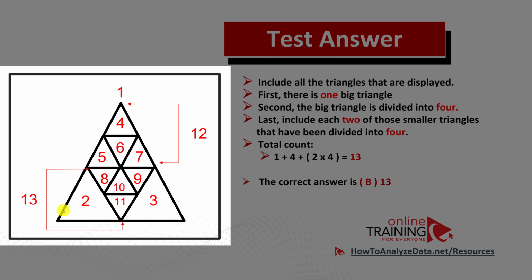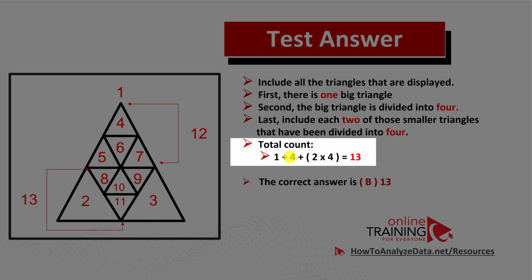First, we include the largest outside triangle. Second, we include smaller triangles. Because the large triangle was divided into 4, we include smaller triangles, which are displayed here as 2 and then 3. Then we include each one of the very small triangles, 4, 5, 6, 7, then 8, 9, 10, and 11. And as a last step, we include remaining smaller triangles that have not been counted in the first place, 12 and then 13. So the correct answer is 1 plus 4 plus 2 by 4, which is equal to 13.